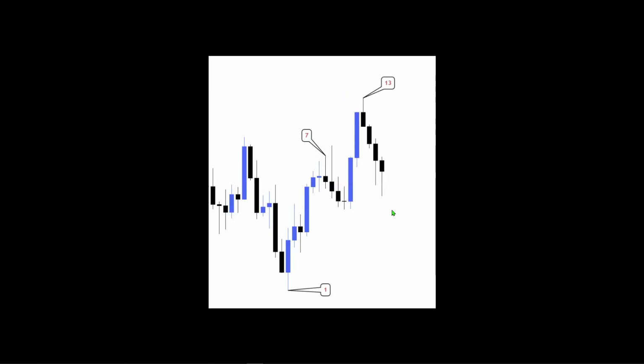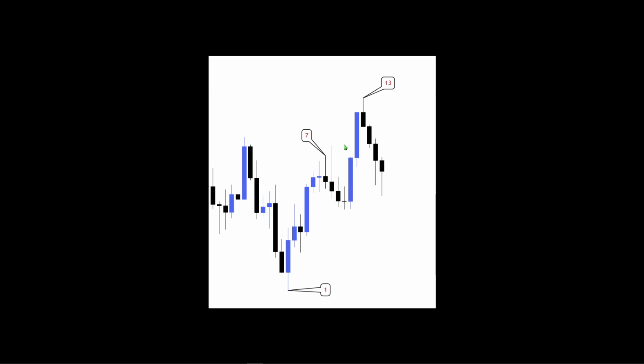Okay, in the next one, as you see, we have a bullish closed candle here, which is also the lowest low. I mean, we created the lowest low in this leg of price action. So we're going to pick this one as number 1. 1, 2, 3, 4, 5, 6, 7, 8, 9, 10, 11, 12, and 13.